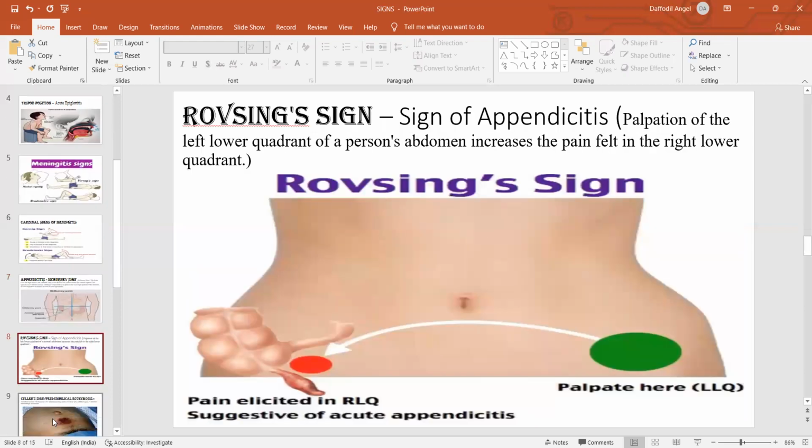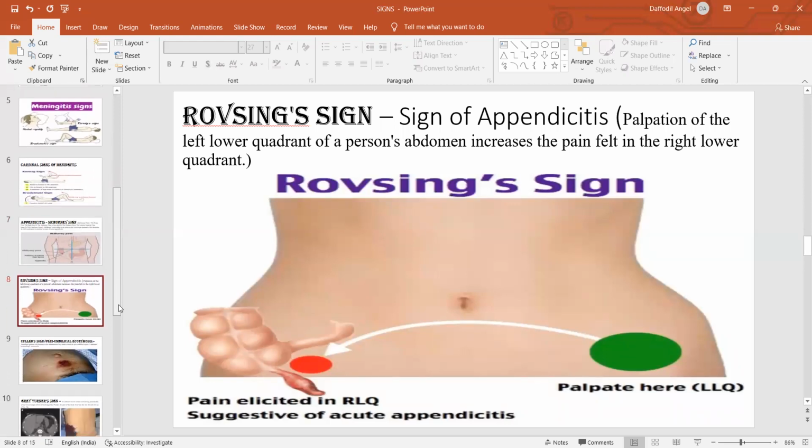And the next sign is Rovsing sign. Here, palpation of the left lower quadrant of a person's abdomen increases the pain felt in the right lower quadrant. If we palpate the left lower quadrant, the patient might experience pain in the right lower quadrant. So it suggests acute appendicitis.